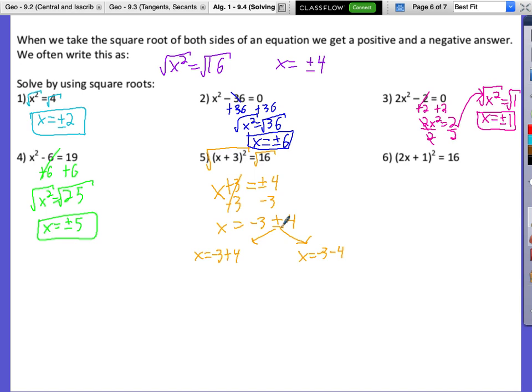Now we have two equations again. So what is this equation? What's negative 3 plus 4? And this equation, what's negative 3 minus 4? Negative 7. And these are the two answers.